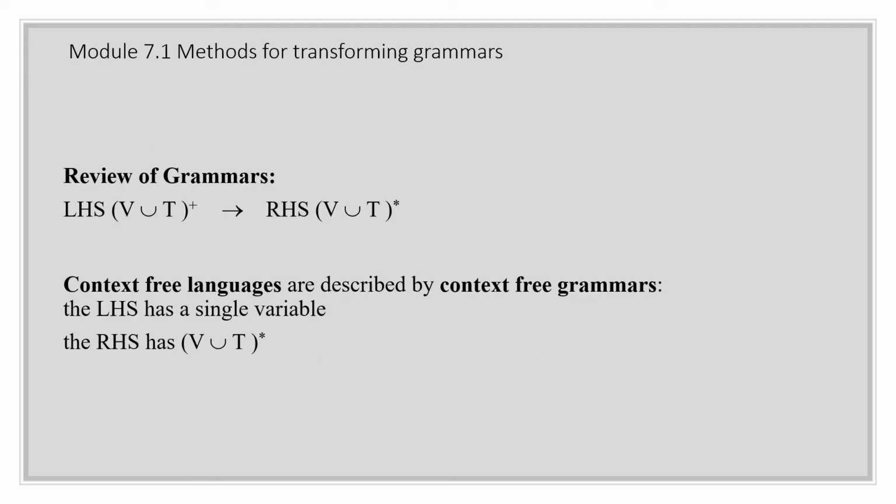So the first thing we'll go over is context-free languages and context-free grammars. Just to remember, grammars have a left-hand side and a right-hand side, and the rule for context-free grammars is that the left-hand side has one single variable, and the right-hand side can have any combination of variables and terminal symbols, including lambda. So we want to go over some ways to simplify these grammars, and we can use these methods that I just described before.